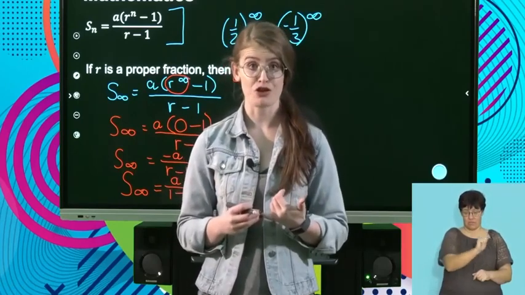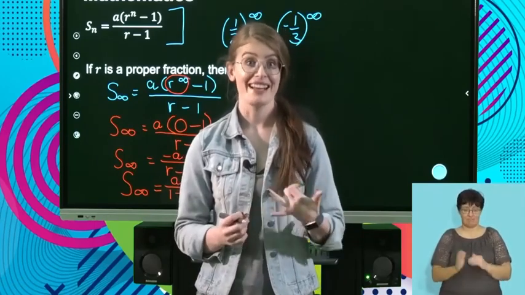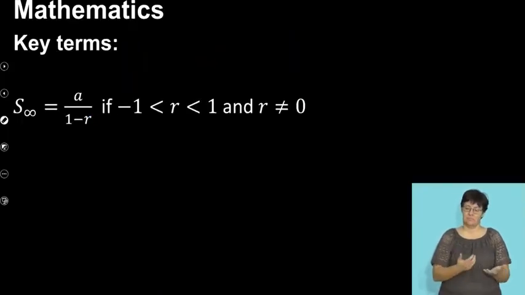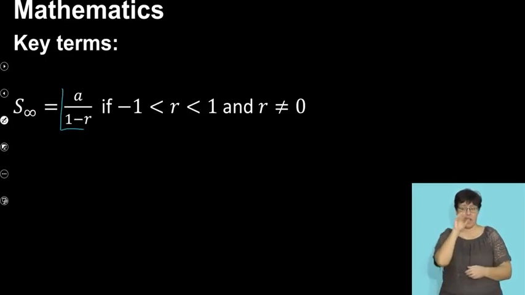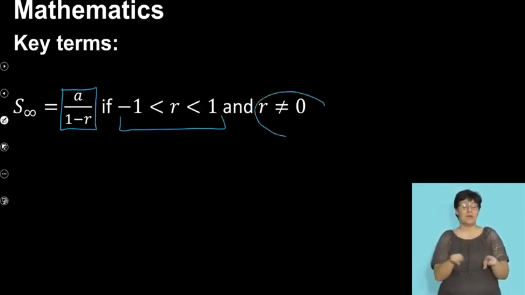Great, guys. So I'm sure you can see that I can calculate the sum to infinity if I have a, which is my first term, as well as my ratio, which is a proper fraction. Let's go to the next slide. So, just a bit of a conclusion for what we have said. The sum to infinity can be calculated by a over 1 minus r if r is between -1 and 1 and r is not equal to 0. So this is your formula for the sum to infinity.